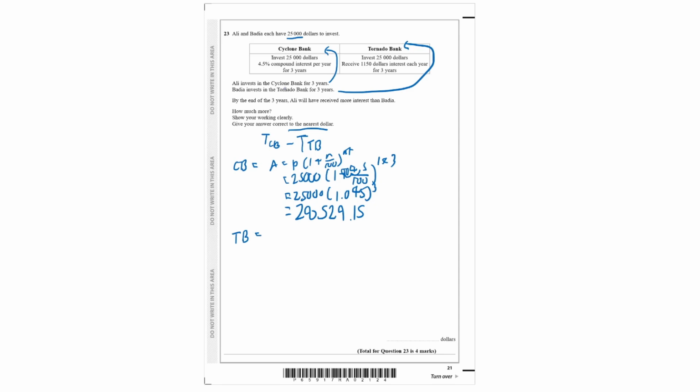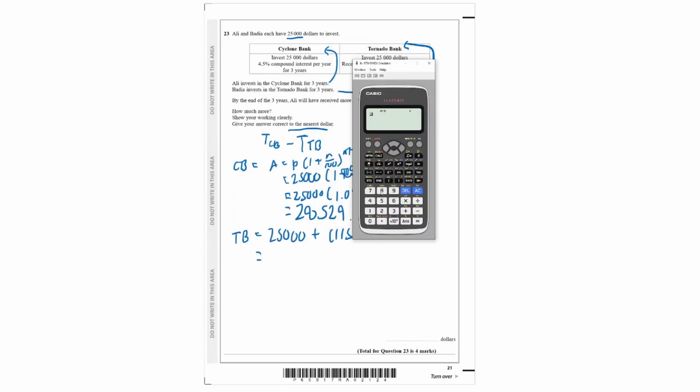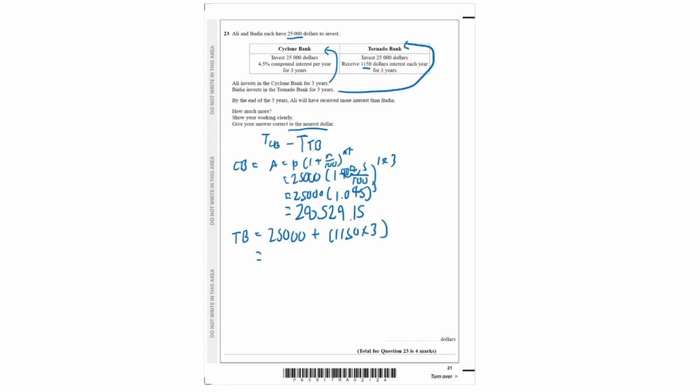Tornado Bank. We can see that he invests $25,000 and he receives $1,150 interest per year for 3 years. So we add 1,150 times 3. Now we can find this out using our calculator once again. We have 25,000 plus 1,150 times 3, which gives us 28,450.